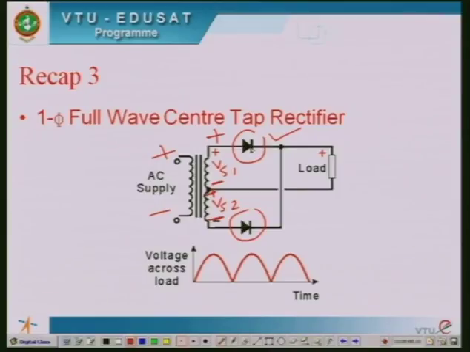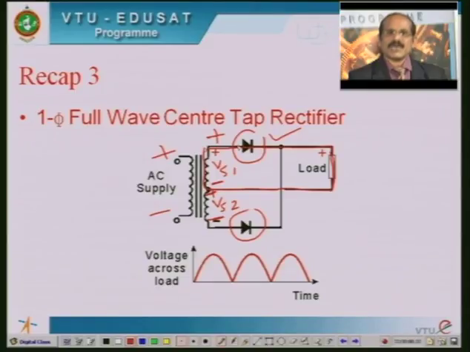When diode D1 conducts, a current flows from this positive terminal through the diode, then through the load and back to this terminal. So this is the flow of the current when diode D1 conducts. Therefore, the load terminals are connected to the source terminals, and once again the output becomes equal to the input.